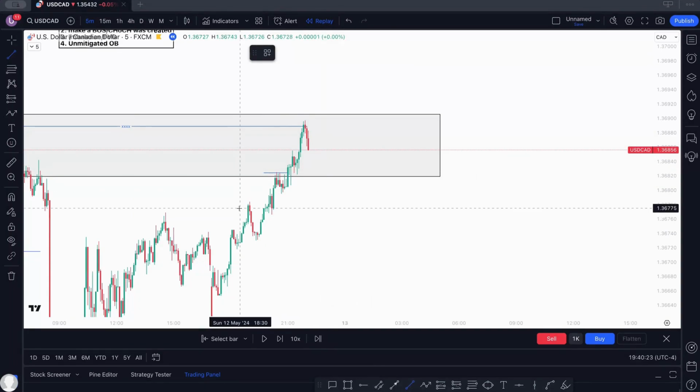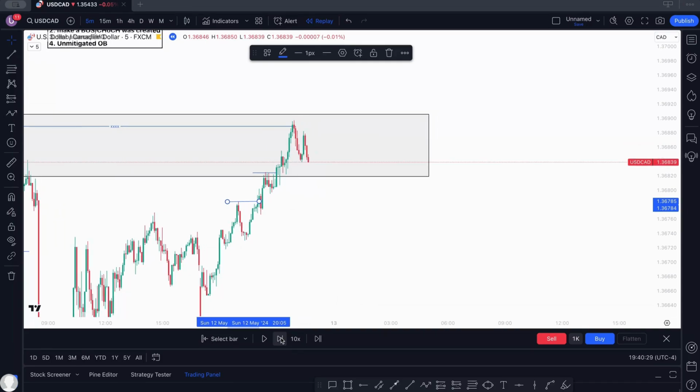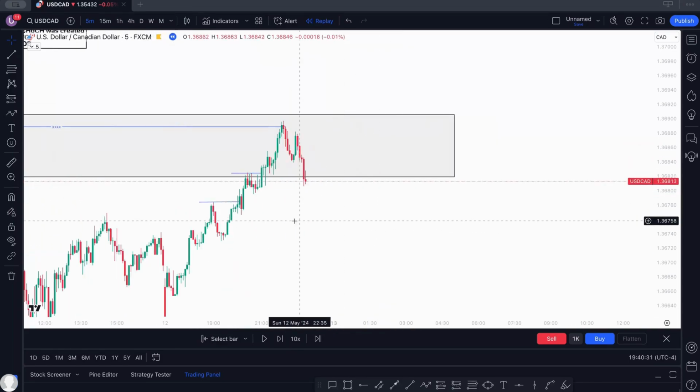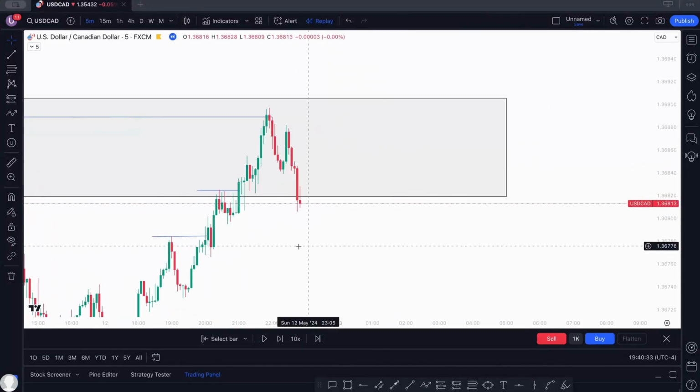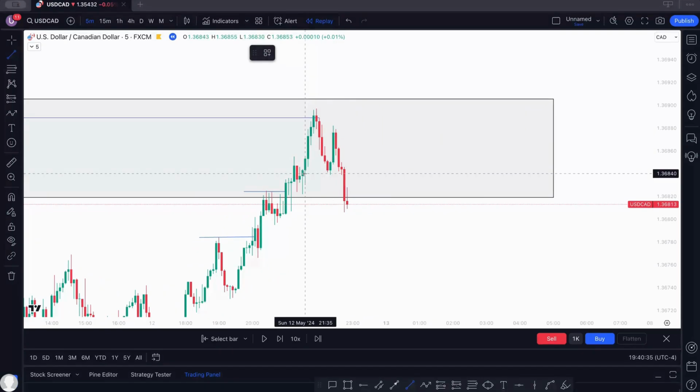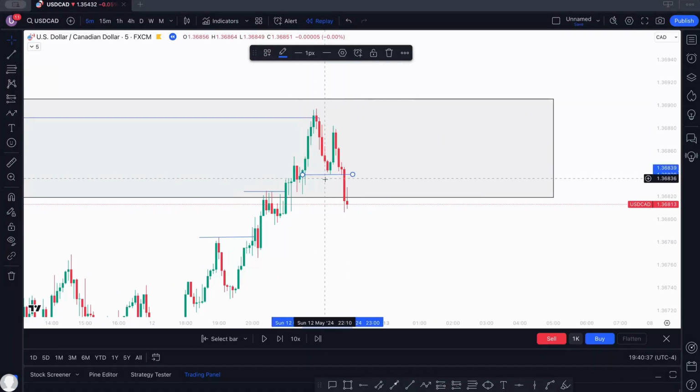Can you see that? There was a break of structure here. So what am I waiting for? I'm waiting for a swing point to be violated. Oh, we have a wonderful one here. And what do we have here? There was a swing point that was being violated here. And why will I take this swing point as being violated?